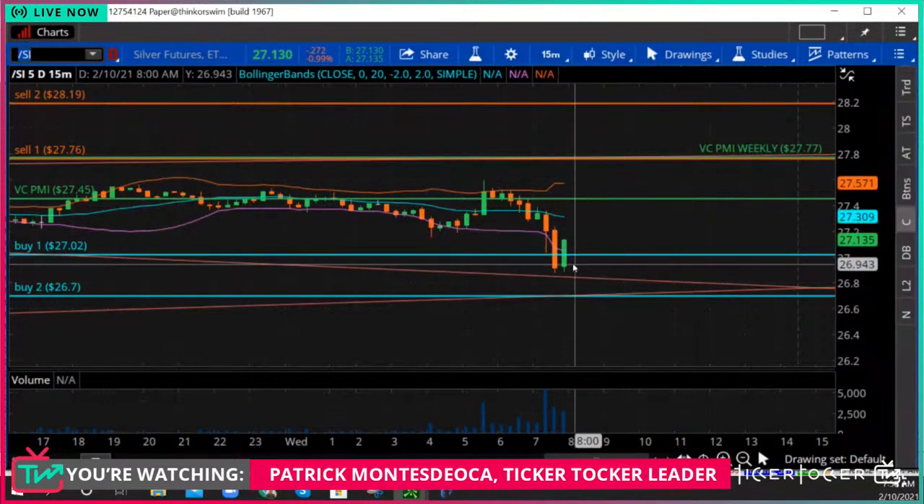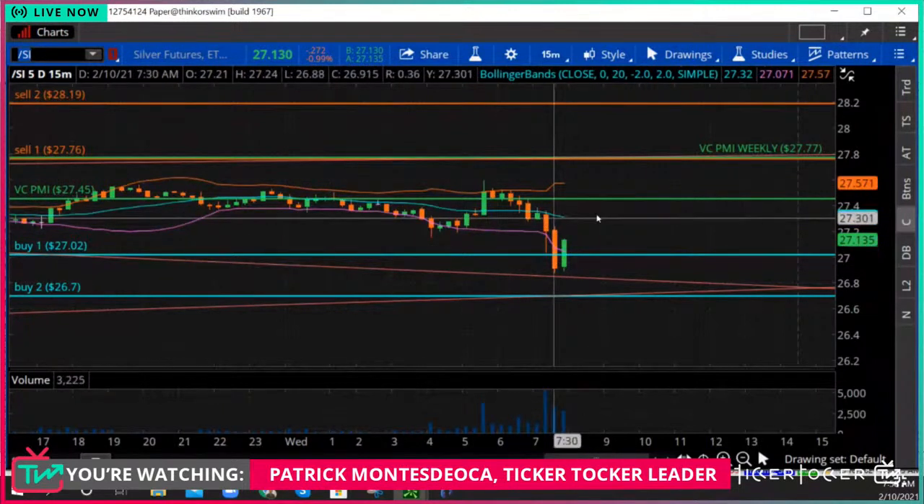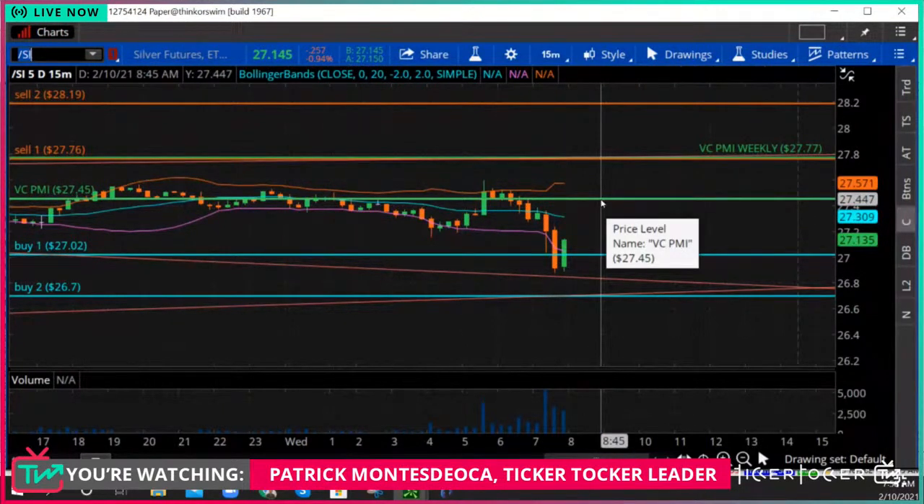We got some good buying here. Short term, the target is 27.45. Continue to hold your long-term bullish position, and I look forward and see you next time.